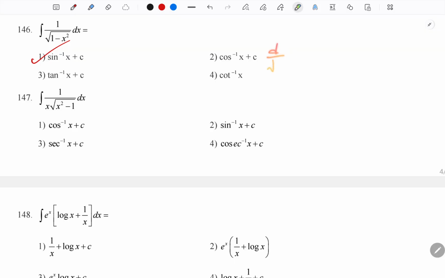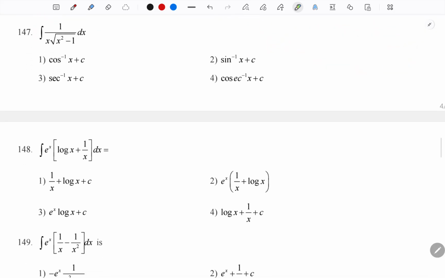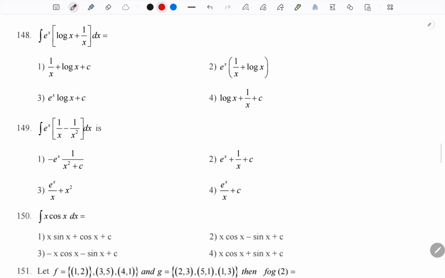d by dx of sine inverse x equals 1 by square root of 1 minus x square. If I take the integral, this will be cancelled, dx will come, then sine inverse x will come, right? This integration is only sine inverse x. Understood? Next, it is also a very basic question, right? Already this type of question we did. 1 by x square root of x square minus 1 is secant inverse. Next, okay, this question also we did.